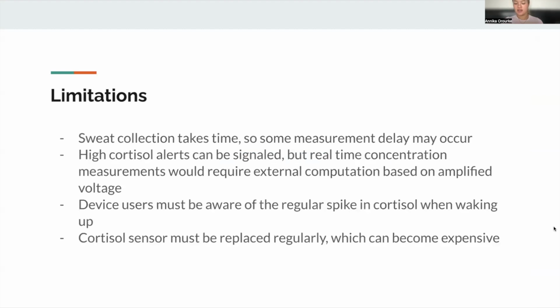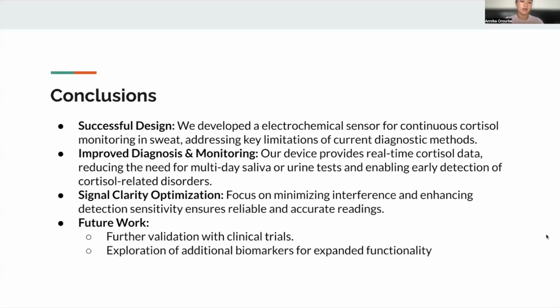Some limitations of our device are that sweat collection takes some time, so there may be some measurement delay. And although we can detect these high cortisols and low cortisols, real-time concentration has to be computed. Device users also have to be aware of the regular spike in cortisol when you wake up, because the red LED may show up, even though that could be a natural part of your cortisol cycle. Also, the cortisol sensor has to be replaced regularly, which can become expensive if you're trying to measure your cortisol over many days.